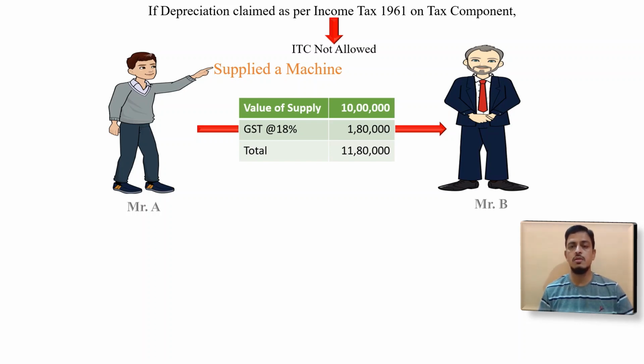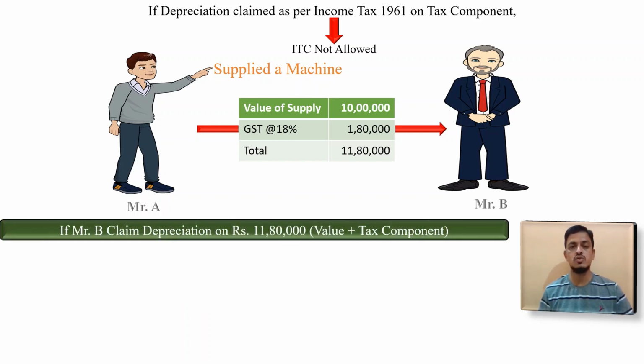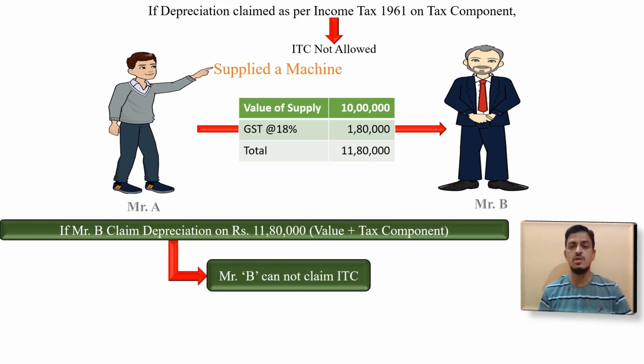So here there are two options with Mr. B. Either to claim ITC on the tax component, or he has to claim the depreciation on total value. Let us understand both the options one by one. First option, if Mr. B claims depreciation on rupees 11 lakh 80,000, that is value plus tax component. This means he is charging depreciation not only on 10 lakh, but he is charging depreciation on 1 lakh 80,000. Here he will not get benefit of input tax credit. So Mr. B cannot claim ITC.